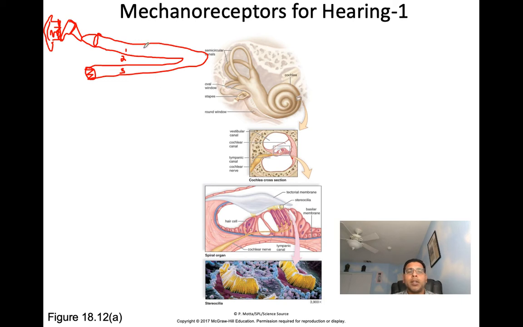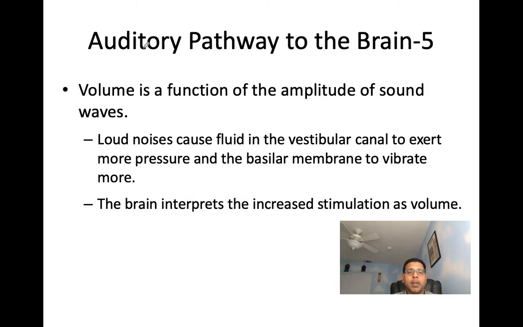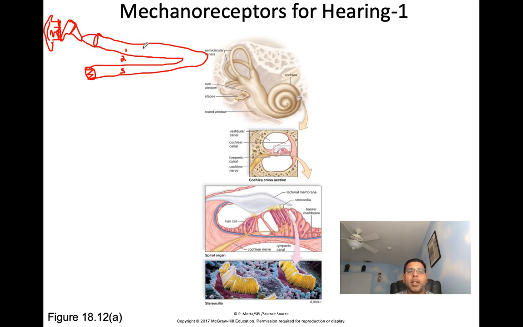So you can see vestibular canal and the tympanic canal, they're connected with one another. They're continuous with one another. So vestibular canal and tympanic canal, we can see, are going to be continuous with each other here at the apex, the tip, basically. This is the apex. And then up here would be the base, like in this region, right in here. Okay, now the organ of Corti is right in here, in that cochlear canal.